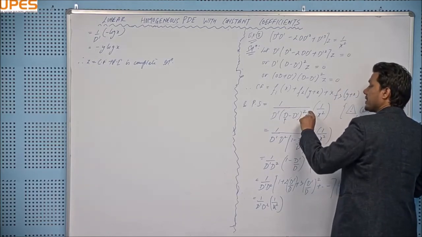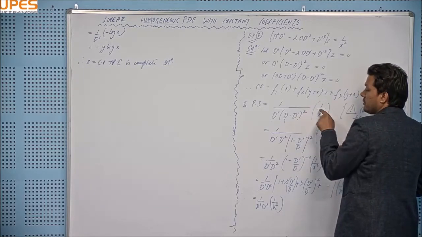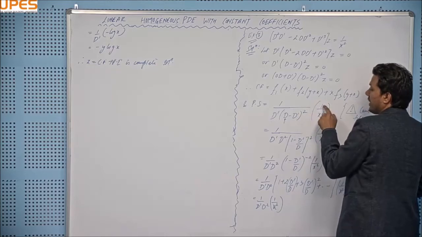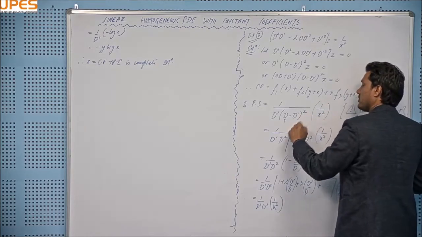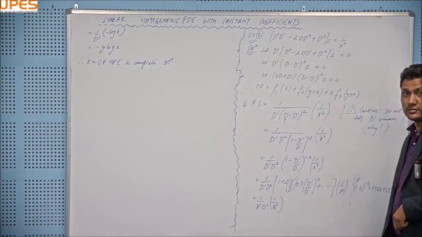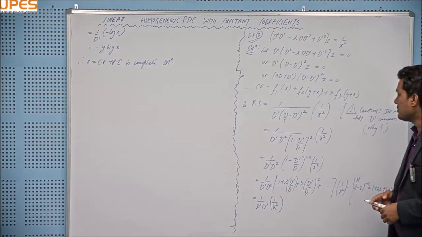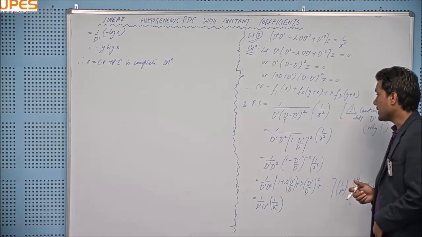If you write d dash here, then you have to perform integration with respect to y first, and that will produce a y here. 1 upon d dash of this thing will be y upon x square, and then after that you will follow the expansion in terms of d dash by d, as I did. I think the answer will be the same. I don't know whatever the answer will be, but you should perform that also.